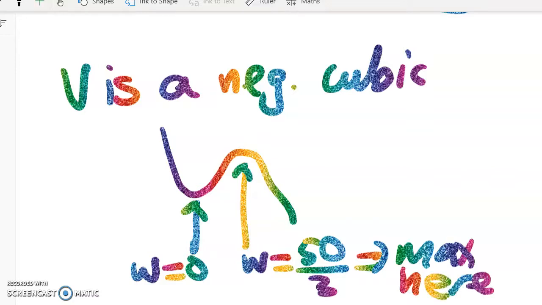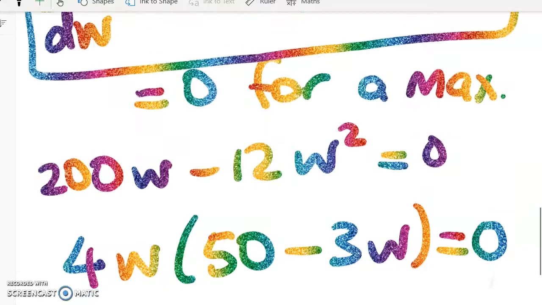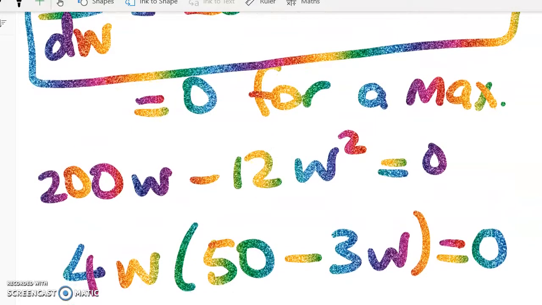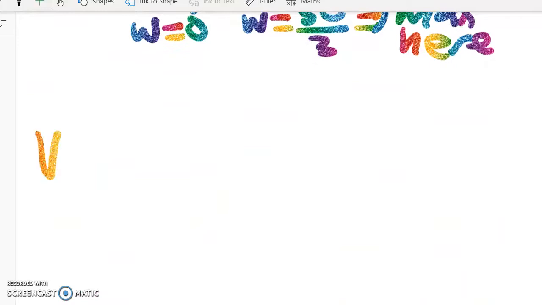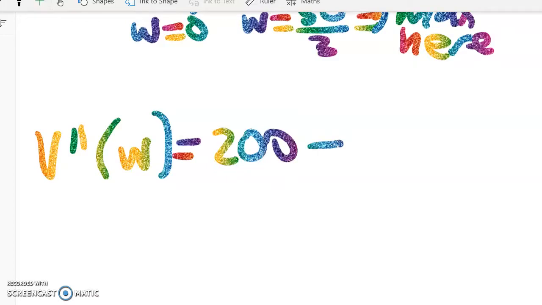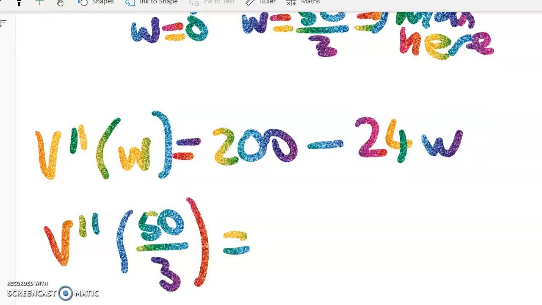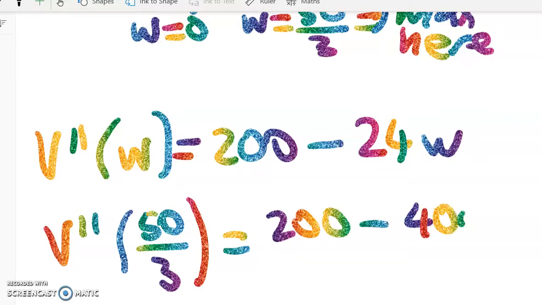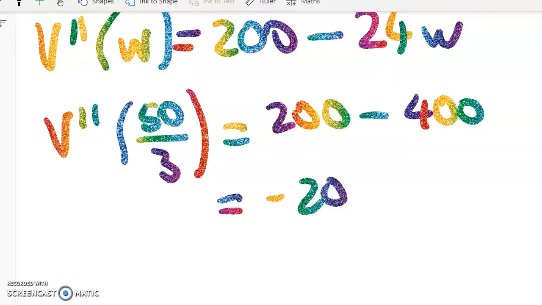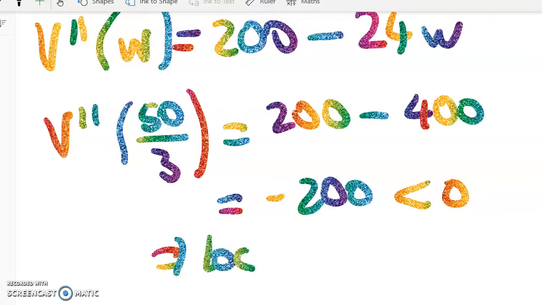The other really easy way to do it is to do the second derivative test. So there's my first derivative, 200W minus 12W squared. So the second derivative is 200 minus 24W. And we can substitute in our values. So the second derivative evaluated when W is 50 over 3 works out to be 200 minus 24 times 50 over 3, which gives us negative 200, and that's negative. So we've got a local maximum.